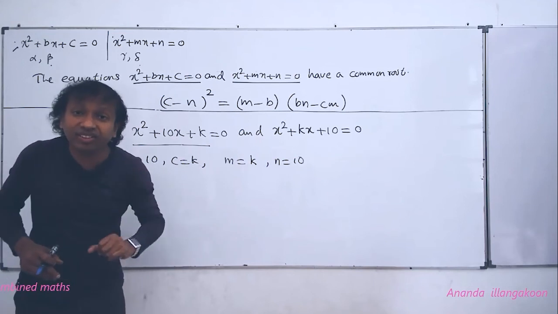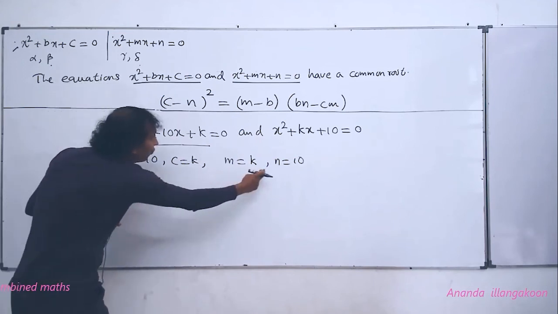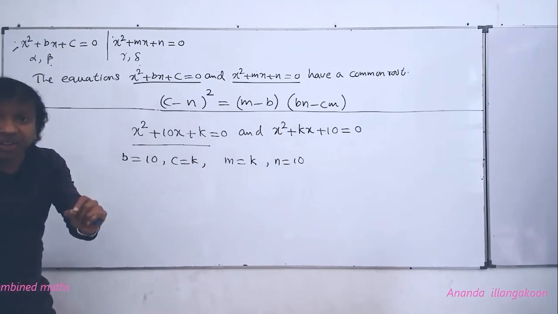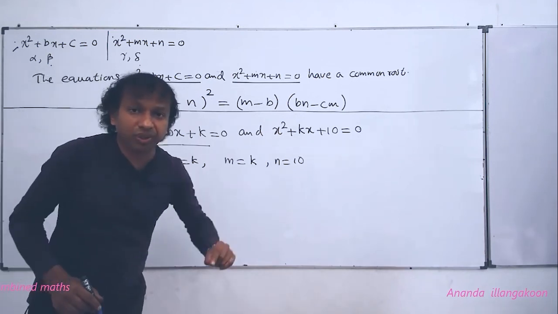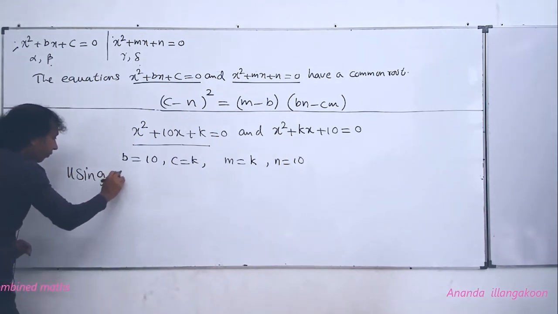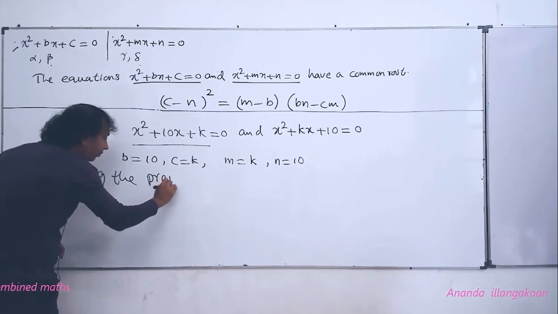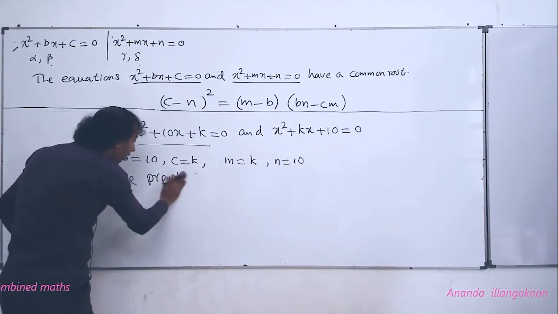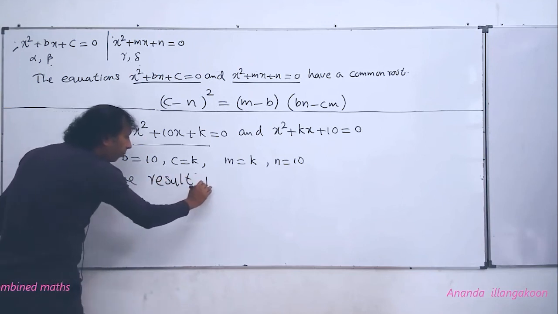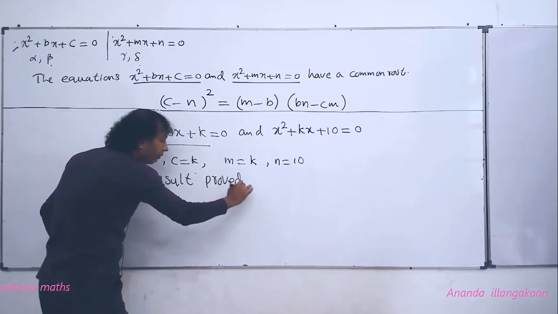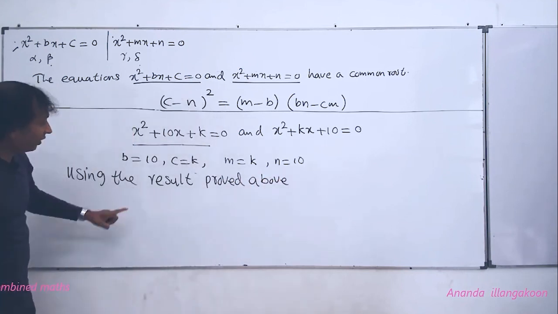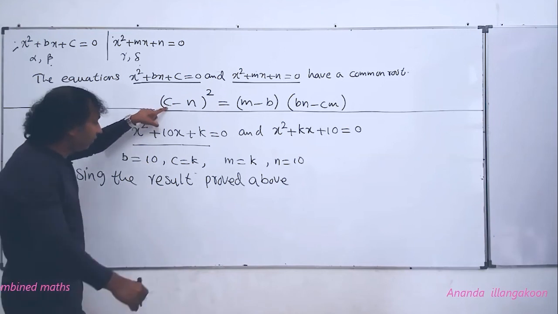Then what is the result? Directly these values we can put where? In this result. How to write that? Use in the previous result we proved. Right? You can write: use the result proved above. Put, people, what? These values. c is what? k.